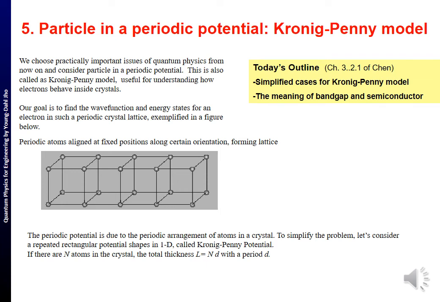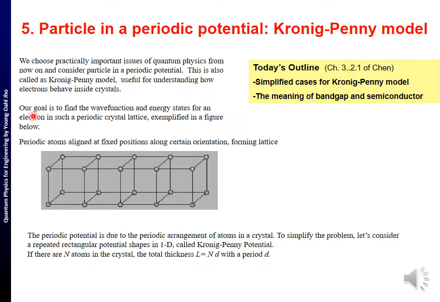Over the next two classes, we'll discuss the Kronig-Penney model, as shown here. This deals with a particle in a periodic potential. We choose practically important issues of quantum physics from now on and consider a particle in a periodic potential. This is also called the Kronig-Penney model, useful for understanding how electrons behave inside crystals.